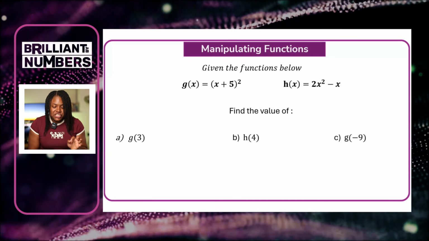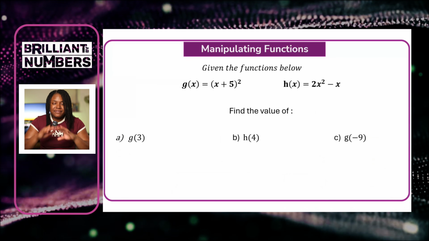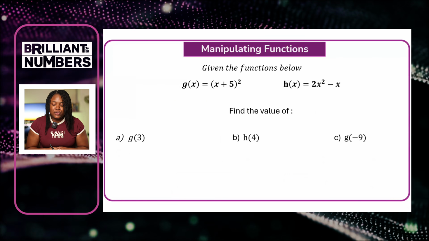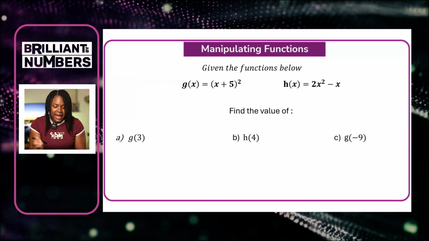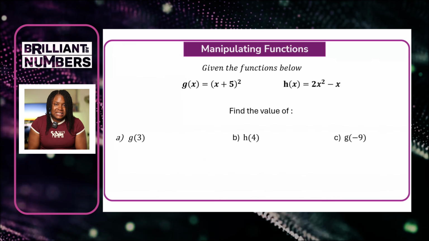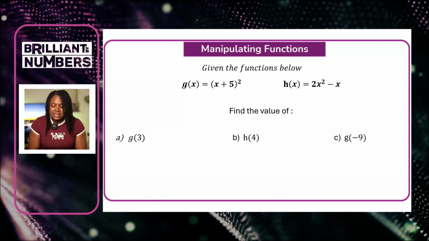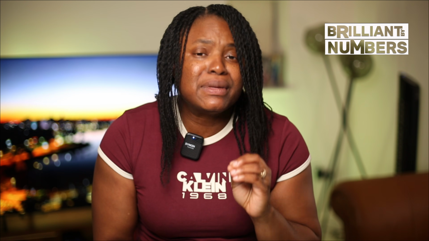So I'm going to do these final examples here, and then it's time for our key takeaways. So here we're given this time 2 functions. g of x is equal to x plus 5 all squared, very important to note there, and h of x is equal to 2x squared minus x. We're asked to find the value of part A, g of 3, part B, h of 4, and part C, g of minus 9. Very important here, guys, we have to remember to use BIDMAS. Remember, we follow the order of mathematical operations.